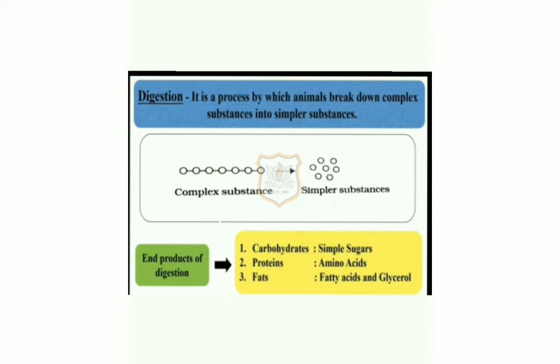The end products of digestion: carbohydrates will be converted into simple sugars, proteins will be converted into amino acids, and fats will be converted into fatty acids and glycerol.